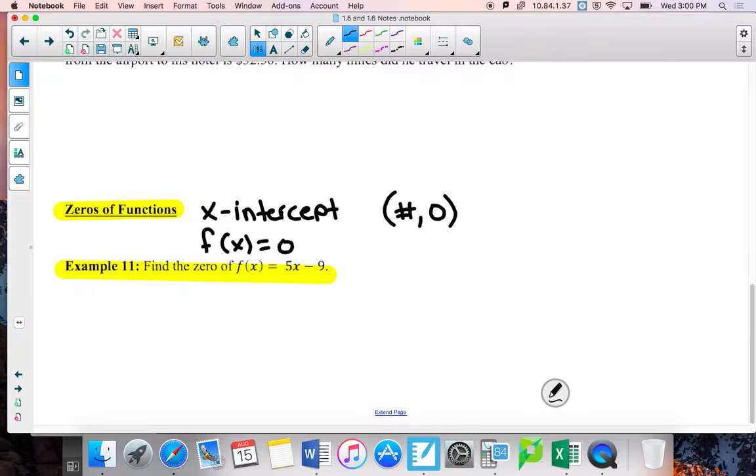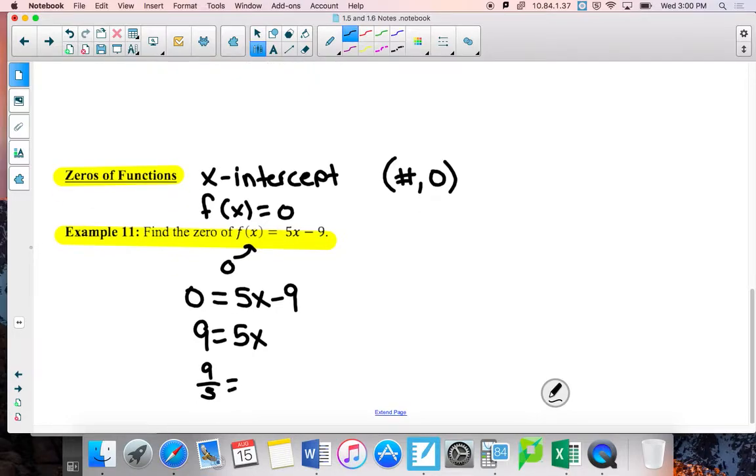Well, we can find a 0 when the y value is 0. So we're just going to say 0 equals 5x minus 9. Add 9 to both sides, divide by 5, x is 9/5, and then we can write that as an ordered pair, 9/5, comma 0, or we can write it as f of 9/5 gives me back 0.